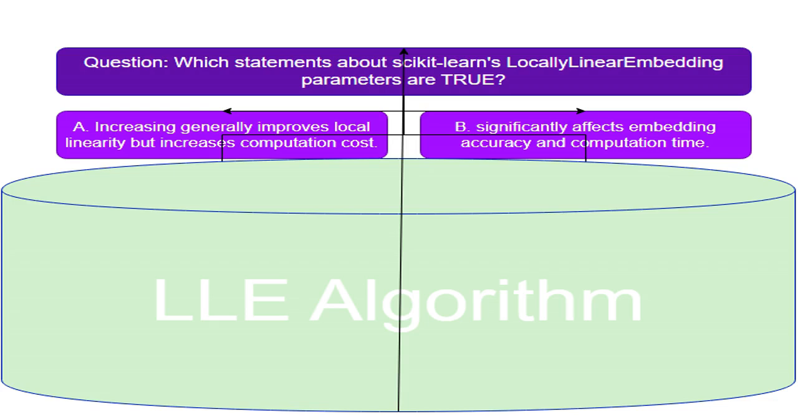The LLE, locally linear embedding, algorithm is a dimensionality reduction technique. It's used to map high-dimensional data into a lower-dimensional space while trying to preserve the local neighborhood structure. Think of it like flattening a crumpled piece of paper. You want to keep nearby points close to each other in the flattened version.